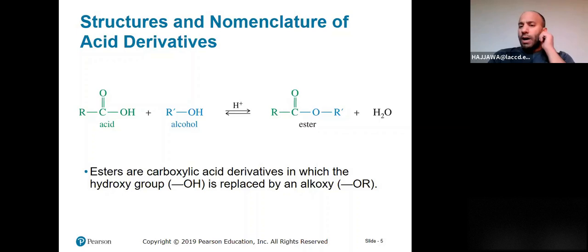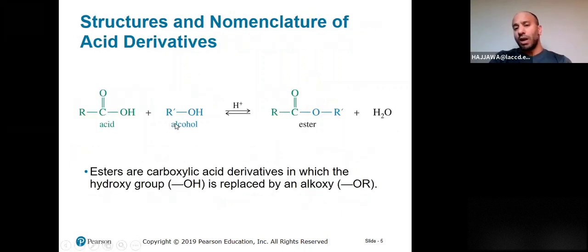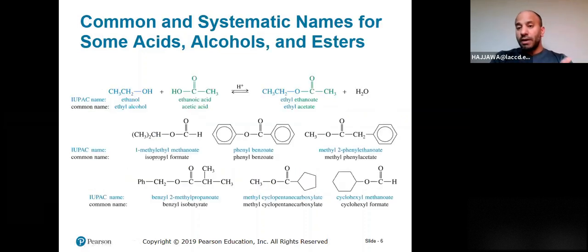So let's start with carboxylic acid. We already learned how to name carboxylic acids from the previous chapter. So we said the alkane becomes an alkanoic acid. So ethane, ethanoic, propane, propanoic, and so on. That's important to keep in mind when it comes to naming an ester. Why? Because when I have an ester, and we're going to learn how to make that, basically starting with a carboxylic acid and an alcohol in the presence of H+, will give me an ester. That's the Fischer esterification.